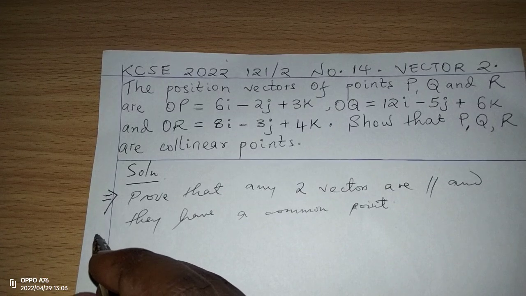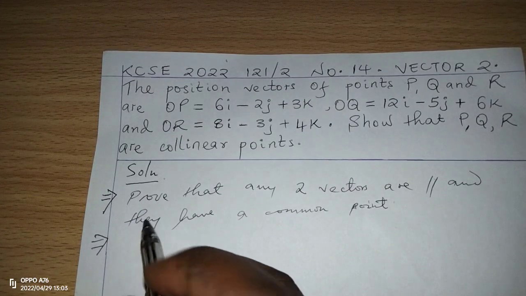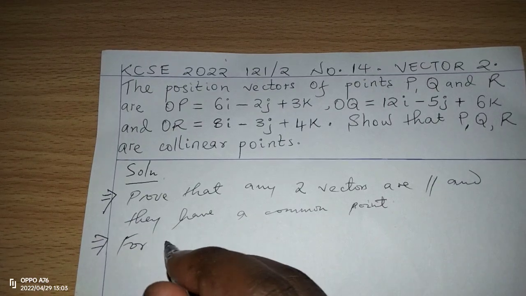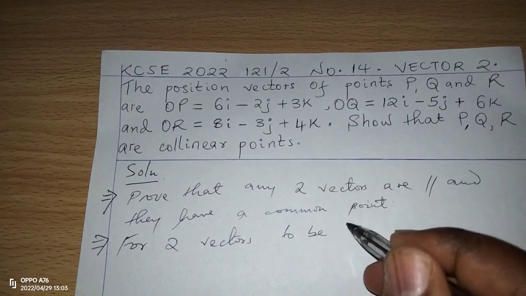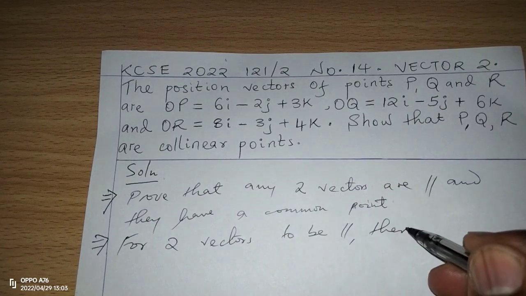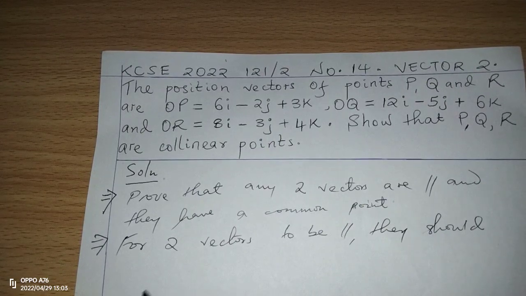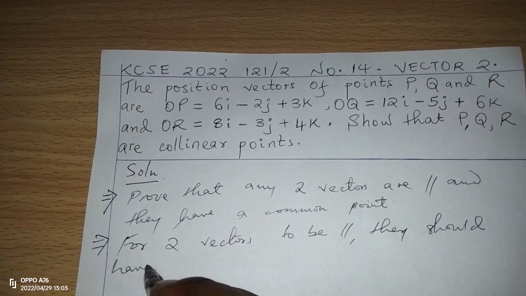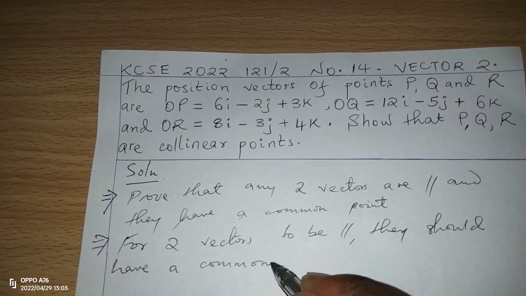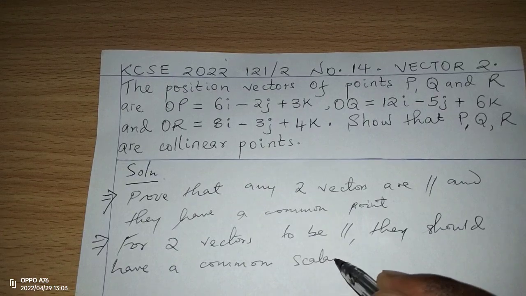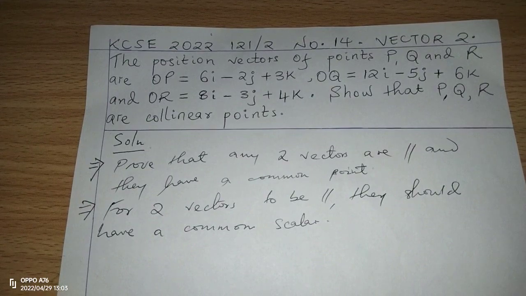So for us to show that 2 vectors are parallel, they should have a common scalar, or one must be a scalar multiple of the other. Let's get to the working of this question.